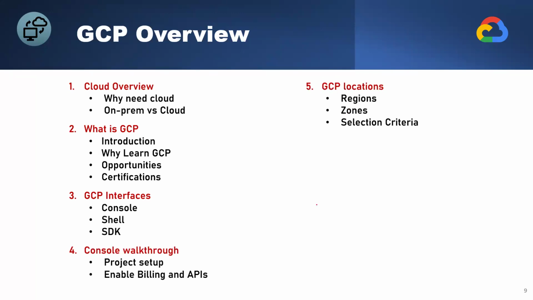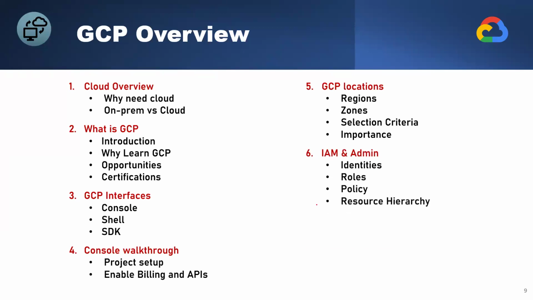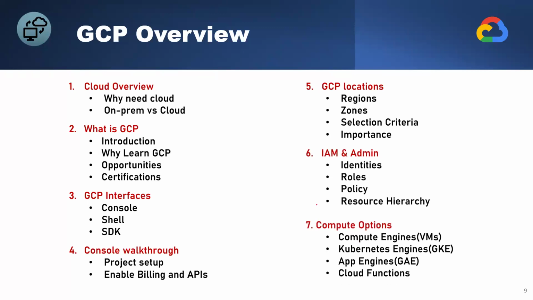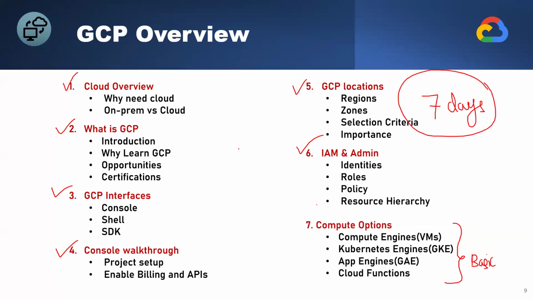Okay, so again, we have a next topic that is IAM and admin: identities, roles, policies, and resource hierarchy. And compute options: Compute Engine, Kubernetes Engine, App Engine, and Cloud Functions. So these things only for the basics, some idea only. And all other these things, module 1, 2, 3, 4, 5, 6. So it takes every day 1 hour. For next 7 days, we are going to focus on these basics. So not data engineering, Google Cloud basics.